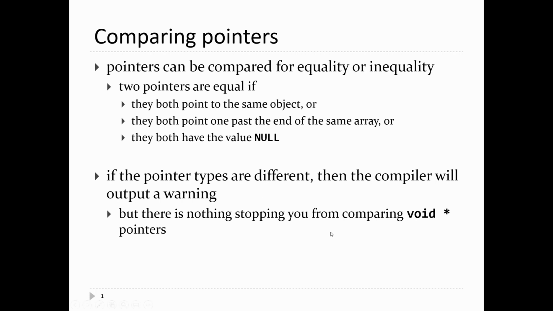Complicating this is that the language also has a void pointer, the pointer that can point to anything. That means if you have two void pointers, one can point to an int and the other to a double, and you can still compare them, and now the compiler doesn't issue a warning. The compiler doesn't check what it's pointing to, it just knows the type of the pointer is void, which means it can point to anything.